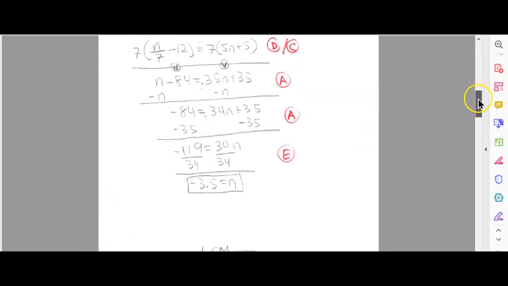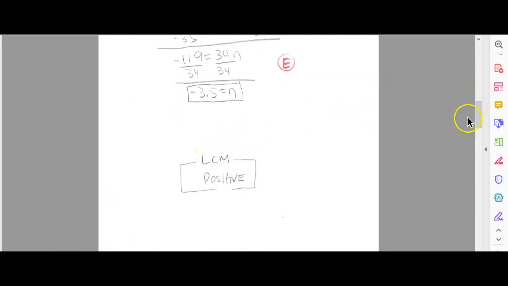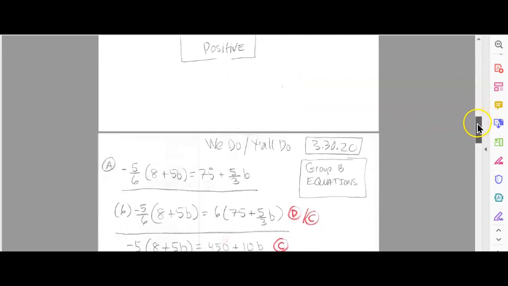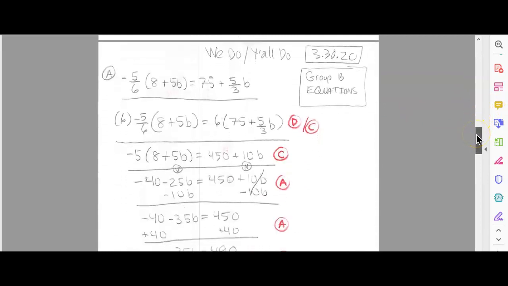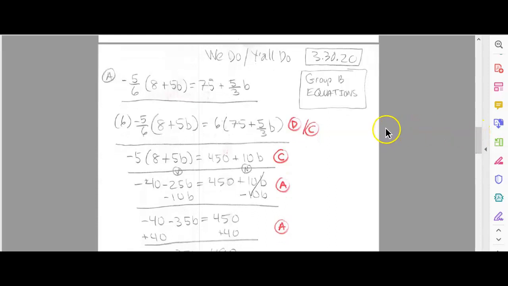All right, so let's go here. So notice, LCM positive. Let's go on to the next challenge here. This one looks very, very, very intimidating. And it can be, but if we go ahead and use the D letter in terms of using the least common multiple to cancel out the fractions, we can go and change them to whole numbers and finish this up relatively easy. All right, so first things first, let me get my writing instrument.